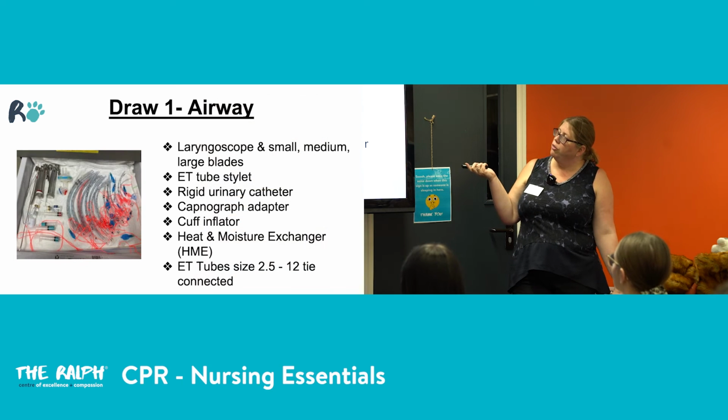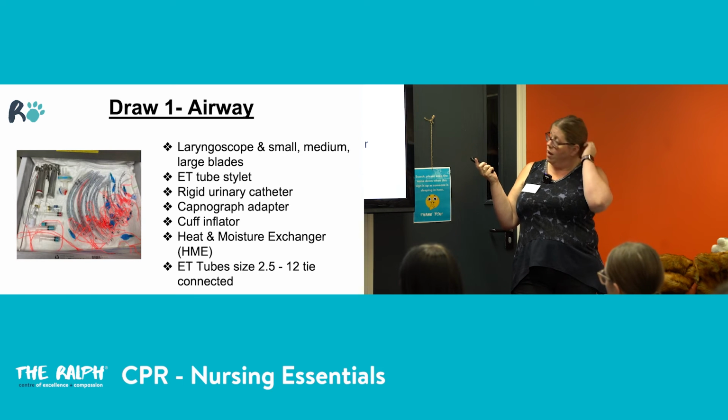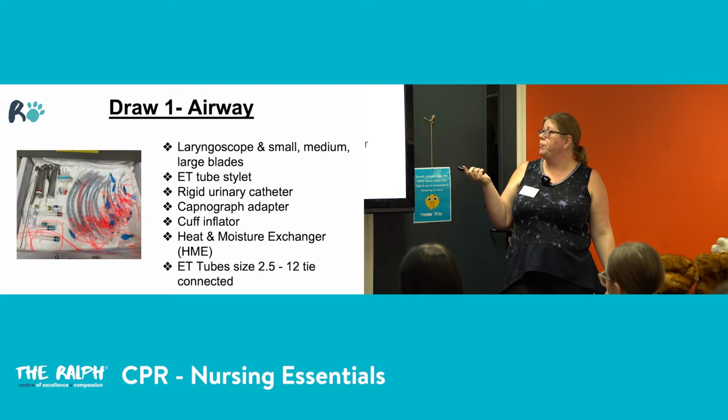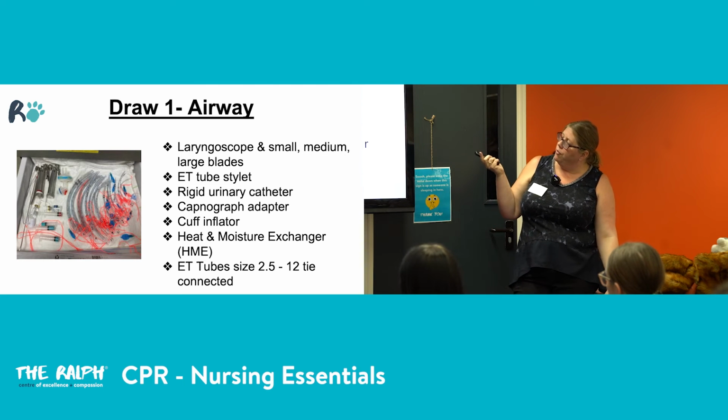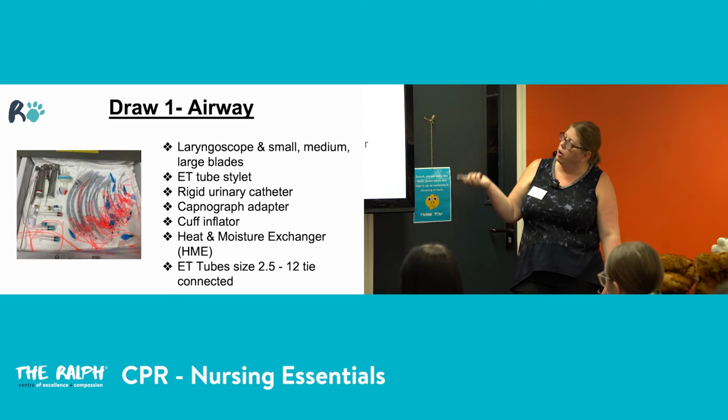In our top drawer, basically the airway drawer, we have laryngoscopes, all the stylets, urinary catheters, all the sort of things that will help you if you've got a swollen airway and you're having trouble putting an ET tube down. These are all there to help you. We have a capnography adapter, cuff inflators, and some HMEs. With ET tubes, we go from a size 2.5 to a 12 because we cannot say what is coming in. They also already have a tie on them, so we haven't got to worry about spending time doing that.